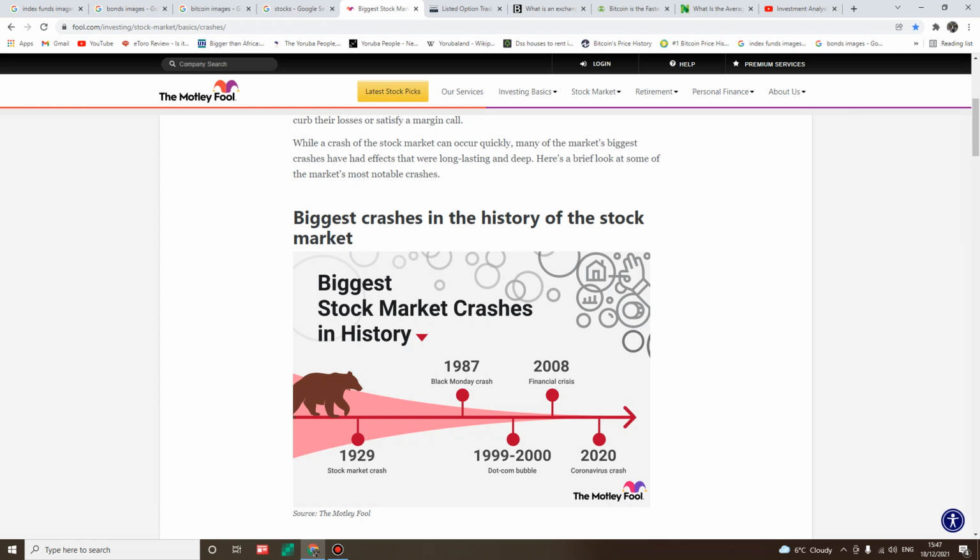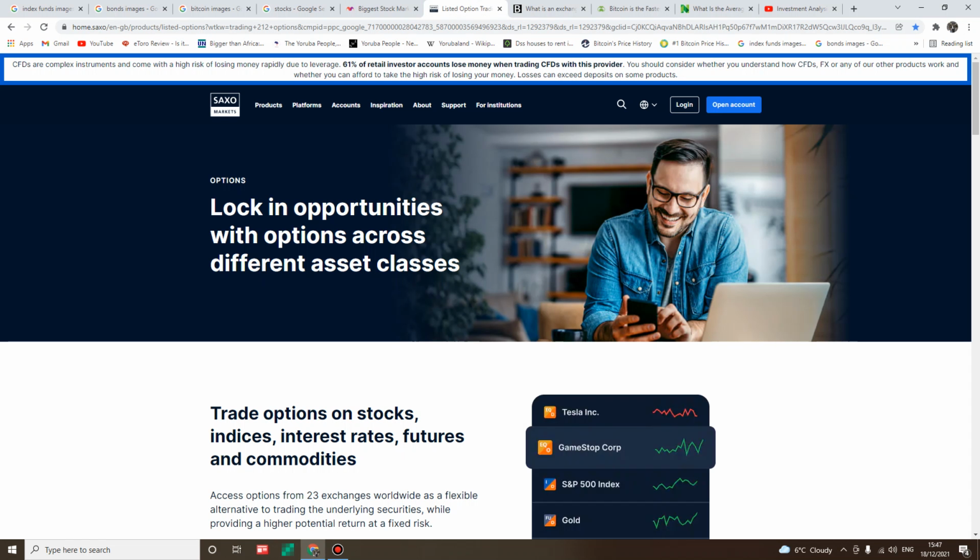Moving on, let us look at options. Yes, an option is a financial contract that gives or empowers the buyer to buy or sell 100 shares of stock at the option's strike price at or before a specified period.